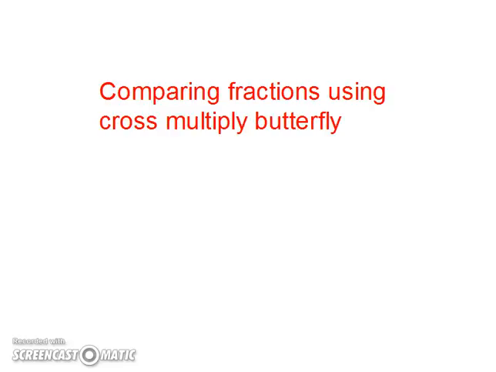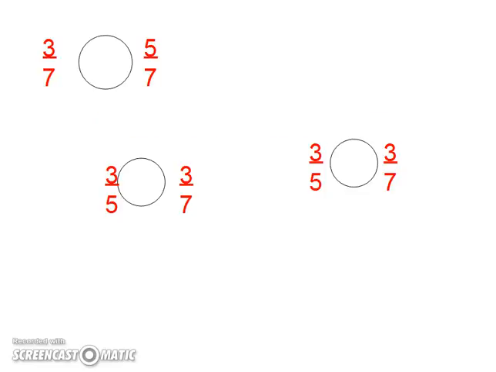Going to be a quick video to help you compare fractions by using the cross multiply butterfly. So I'm going to start up here with 3/7 and 5/7. This is easy to compare because my denominators are the same. So I got 3 out of 7 or 5 out of 7. Well, 5 out of 7 is obviously greater.